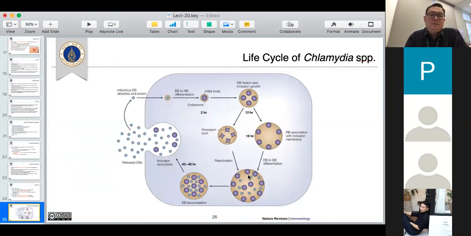So see the picture. This is the infected cell. The EB form, the elementary body, infects the cell and stays in the vesicle. And then the EB form transforms into the RB form. The RB form is probably a bigger form in the endosome. And this one, the bacteria start metabolizing and dividing. So multiplication of bacteria happens in this state, okay? Once bacteria multiply a lot, some of them change back to the EB form. And then the endosome moves to fuse with the membrane and releases the EB form of Chlamydia out of the cell. Okay, this is the state in which they can pass from one person to another.